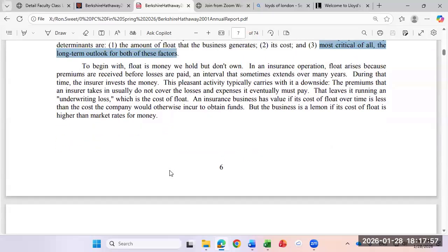All right, so let's start off with the definition of float. There's several aspects to it. His definition will not work for your paper. You can put it in there, but it's too simple. It's money we hold but don't own.